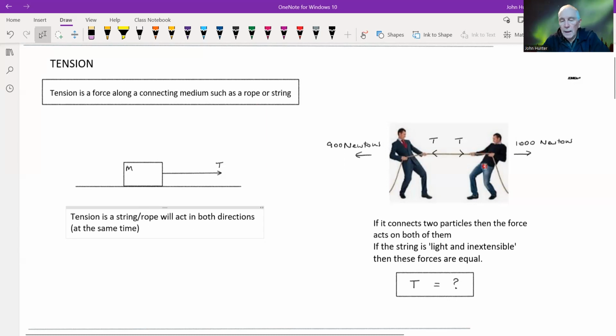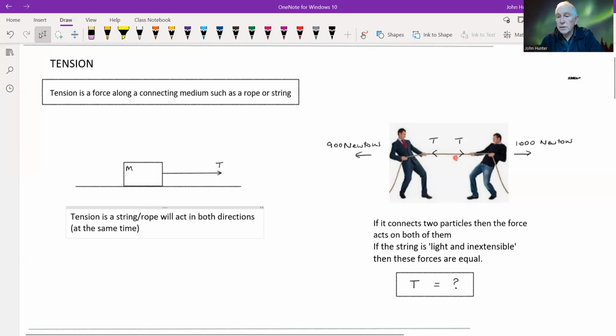Okay, and now the thing is that if the string or rope is termed light and inextensible, and that's a term that you'll see quite a lot in these problems, in fact, they're always light and inextensible, then those forces will be equal. So the force that is being applied to this left-hand guy to pull him that way is that arrow there, and the one pulling this guy to the left is this arrow here, and those forces are going to be equal.